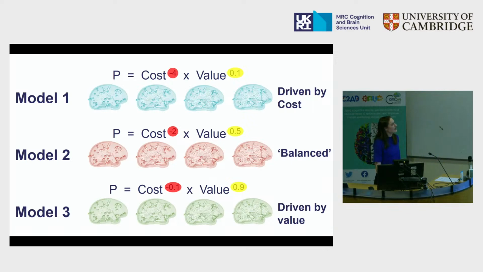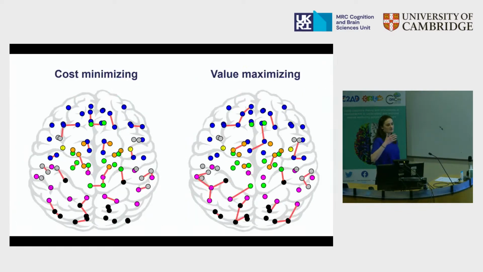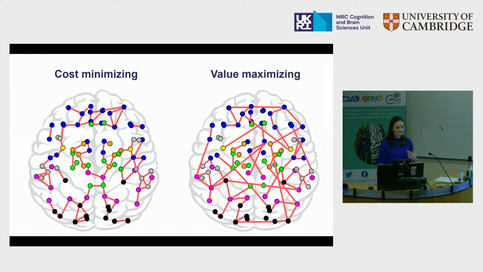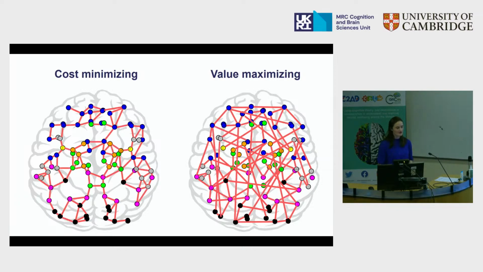And so if we look at how this looks throughout the generative process, we have 2 examples here of the most extreme. So on the left, you have a model that's simply trying to minimize costly connections. On the right, you have a model that's trying to select connections that are valuable. And what we see is as these models develop, they're going to organize very differently, one with lots of short-range connections, one with lots of long-range connections. And we don't see either of these two scenarios in reality.